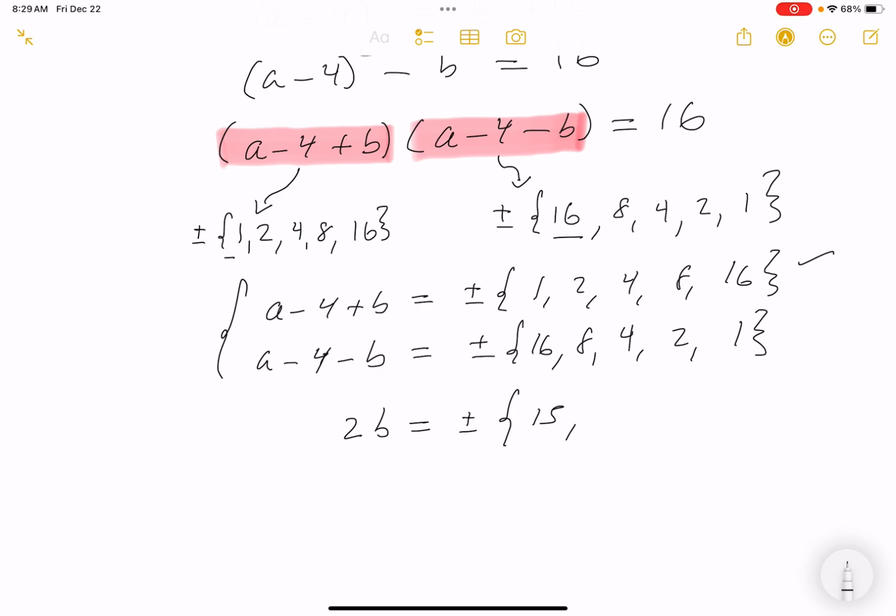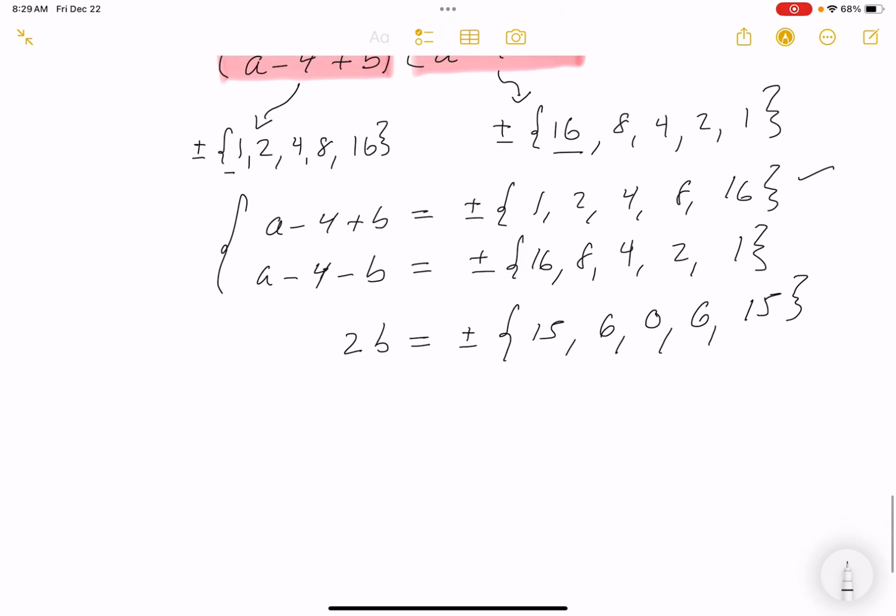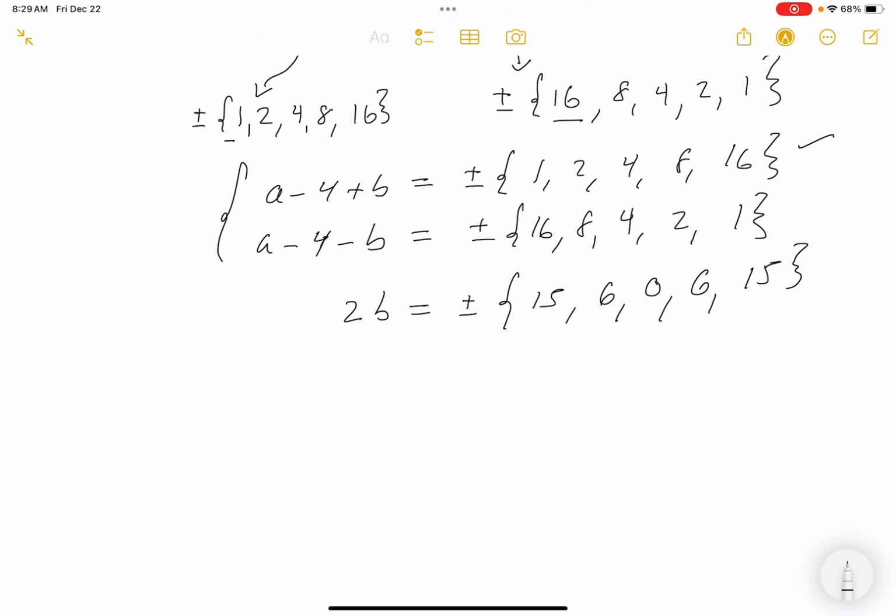And why is that? If I did 1 minus 16, that would be 1 minus 16 equals minus 15. And if I did minus 1, minus 16, I get 15. Not bad to do that, but I know plus or minus, by the way. And then 6, and then 0, and then 6, and then 15. By the way, some of these don't make sense to me. I'll tell you why. They have to be divisible by 2. So this gets thrown out, and this gets thrown out.